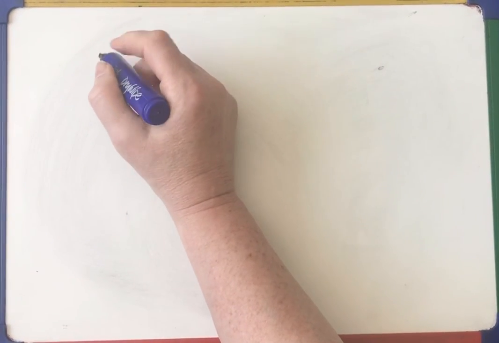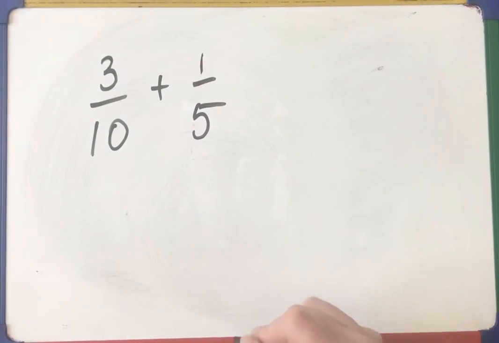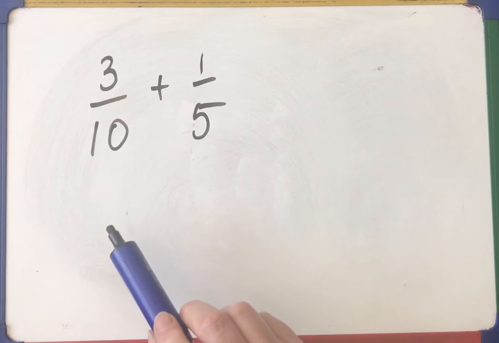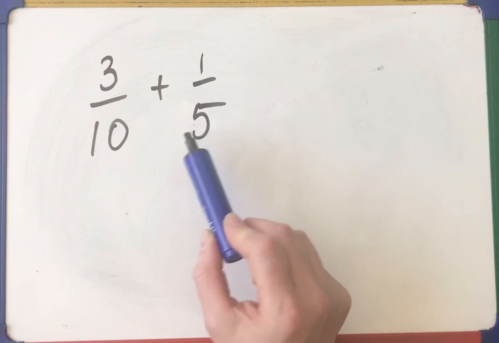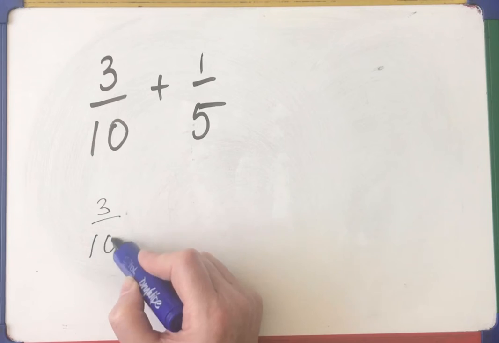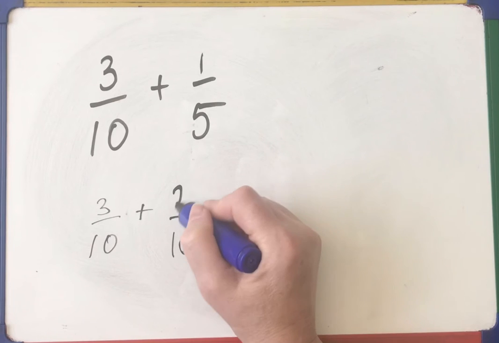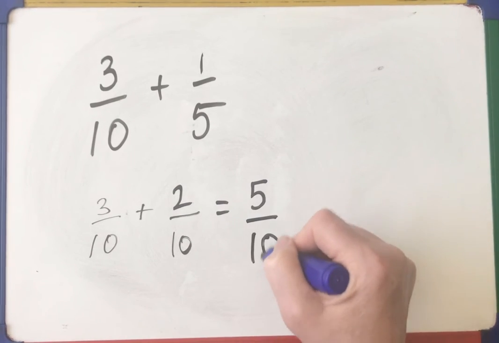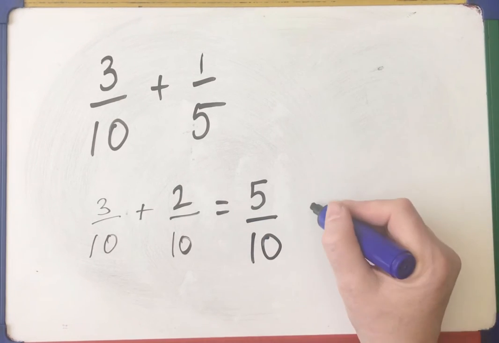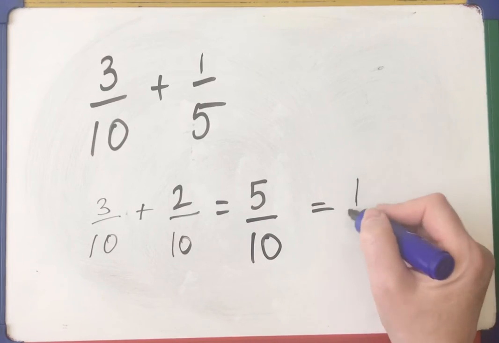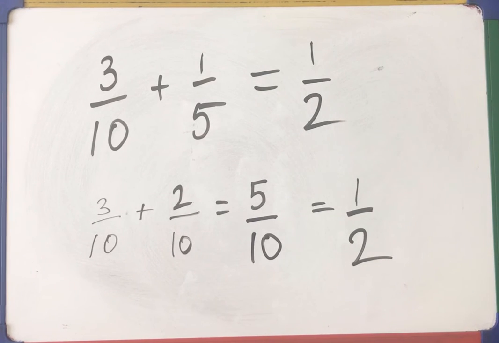If I had 3/10 plus 1/5, well, it's more efficient here to use 10 than 50, because I know that if I double this fraction, top and bottom, I'll have a denominator of 10. So I've got the 3/10 as original. I'm going to double this to make 10. If I double the denominator, I have to double the numerator, and that gave me 5/10. Now, hopefully you've watched the video on cancelling down fractions and equivalent fractions, so you'll know that this will cancel by 5 to become a half. So that equals 1/2.